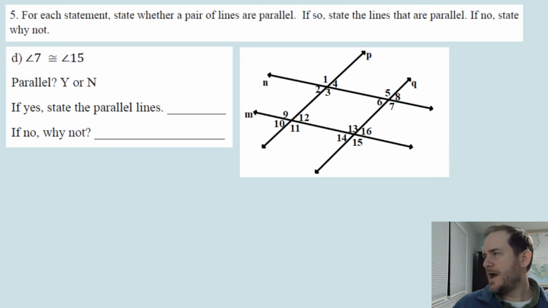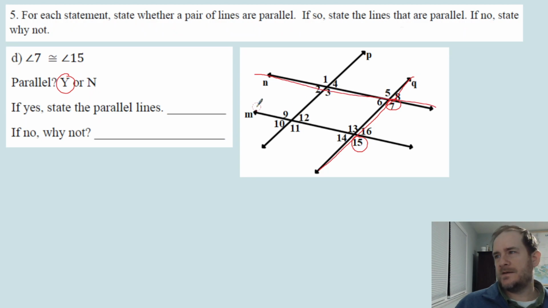7 and 15. There's 7. There's 15. So those are corresponding angles. And if the lines are parallel, then those corresponding angles would be congruent. Oh, they are congruent. So you'll say yes. The lines that are parallel based on this, well, Q would be the transversal. You'd ignore P, and it's M and N that look like they're parallel. And that's that.